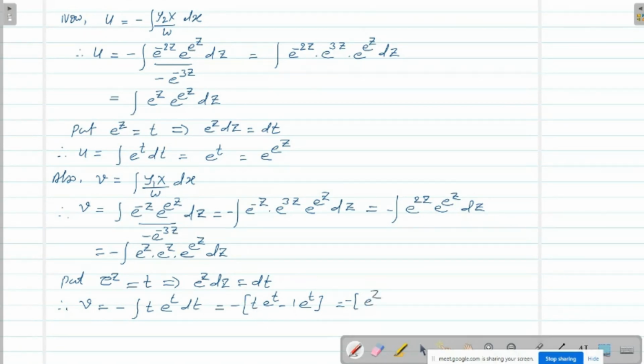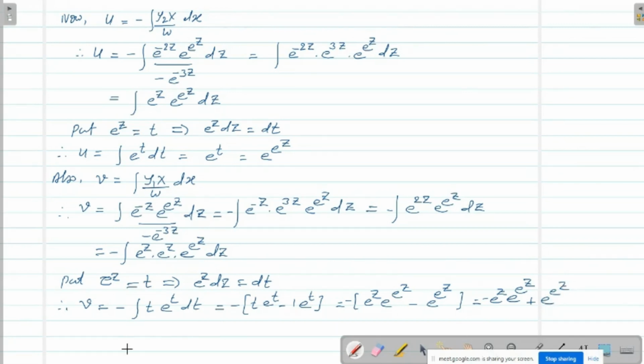Okay, and this is equal to, just resubstitute the value, negative e raised to t is what? e raised to z, and t is what? e raised to z minus e raised to z. Okay, just multiply minus inside the bracket, so this becomes e raised to z into e raised to z. This is minus and this will be plus e raised to z. Correct.